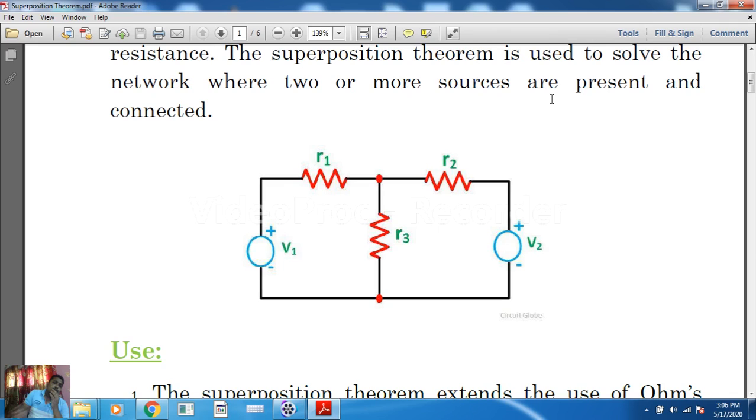Say we are considering this v1 and we are removing this v2. So when we are removing, as per the rule, we have to leave its internal resistance over here, and as we have considered this is an independent voltage source, its internal resistance is zero. So if its internal resistance is zero, then when we are removing this one, we have to leave its internal resistance zero over here.